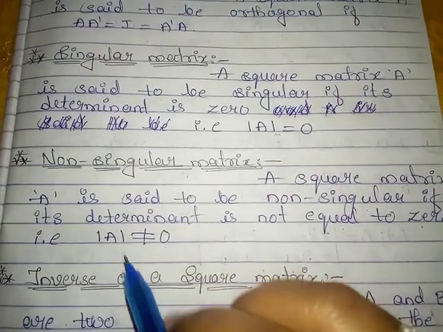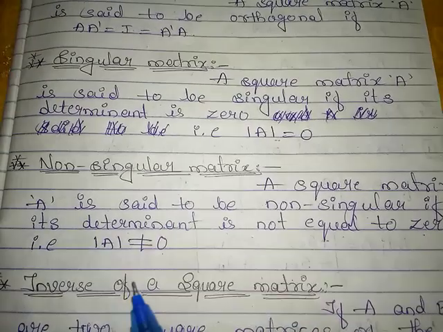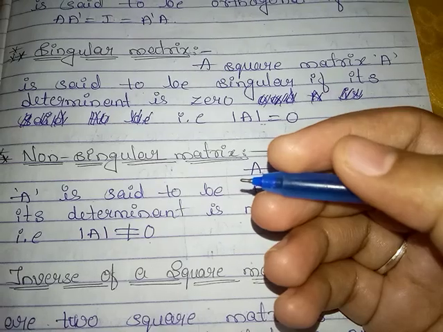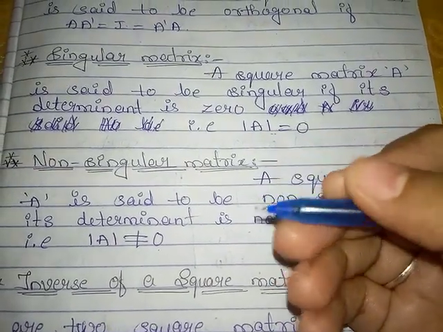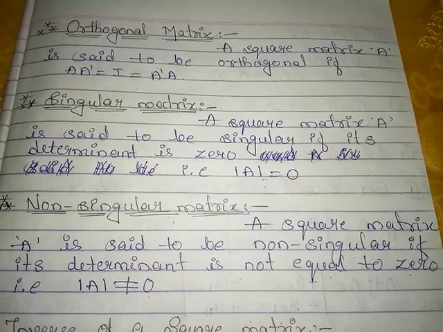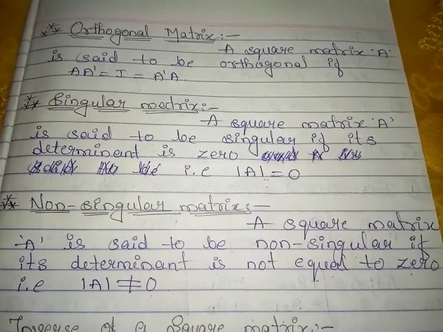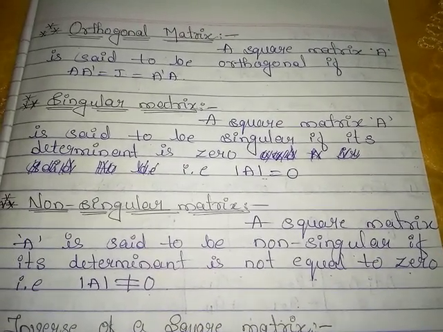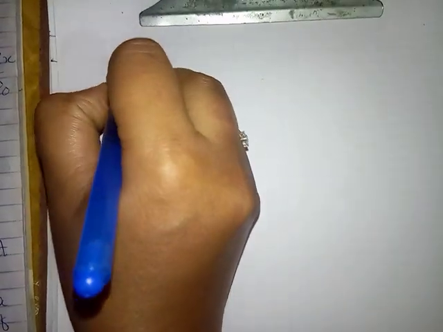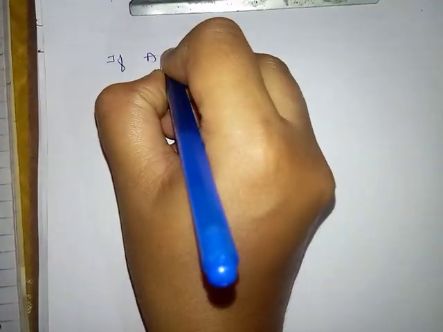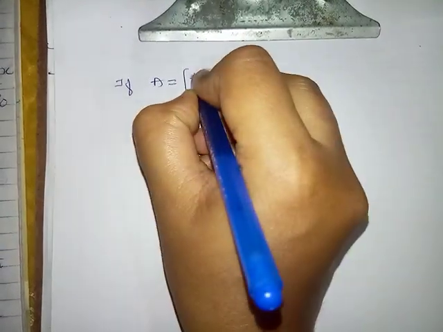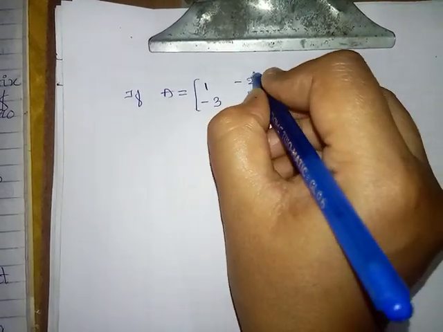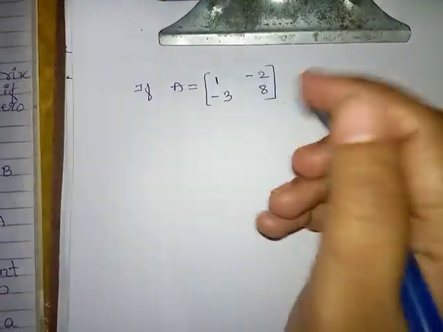I think you all know how to find the determinant of the given matrix, both for a 2 cross 2 matrix and also a 3 cross 3 matrix. And if you forgot the method to find the determinant of the given matrix, don't you worry, I will explain here both second and third order. Consider A is equal to the matrix [1, -2; -3, 8]. We have to find the determinant of this matrix.